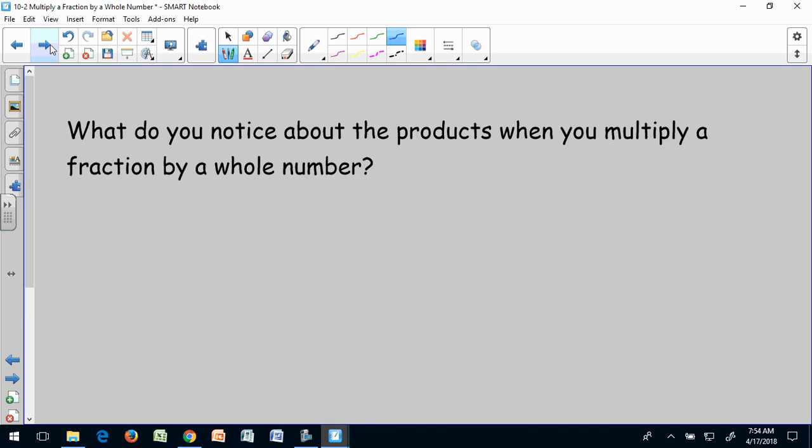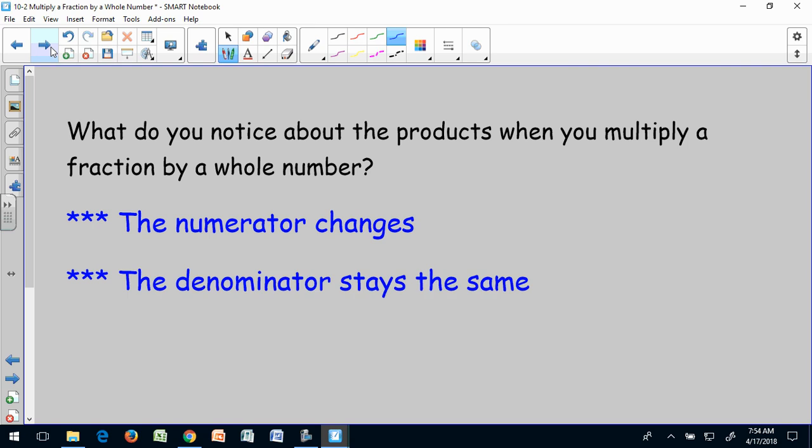What do you notice about the products when you multiply a fraction by a whole number? Well, first you should notice that the numerator is the number that changes, because you're multiplying the whole number times the numerator. And it's really important that you notice the denominator stays the same, because you're not changing how your shapes or how your number line is divided.